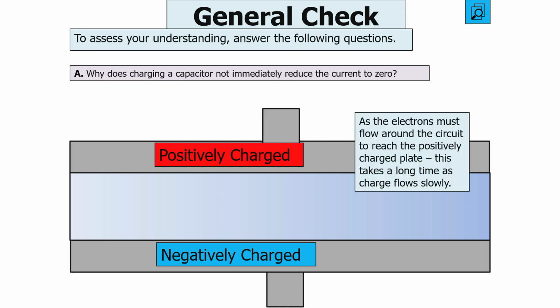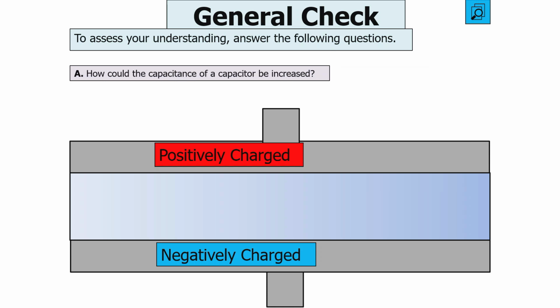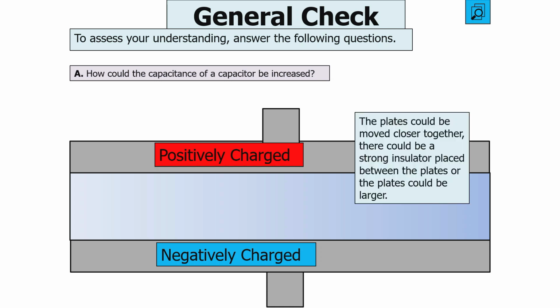As the electrons must flow around the circuit to reach the positively charged plate, this takes a long time, as the charge flows slowly throughout the circuit. How could the capacitance of a capacitor be increased? The plates could be moved closer together. There could be a stronger insulator placed between the plates, or the plates could be larger.